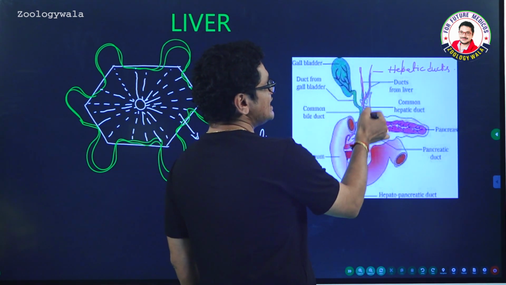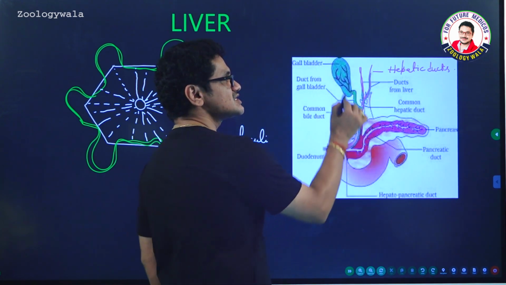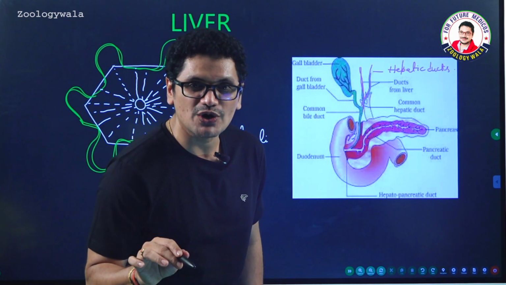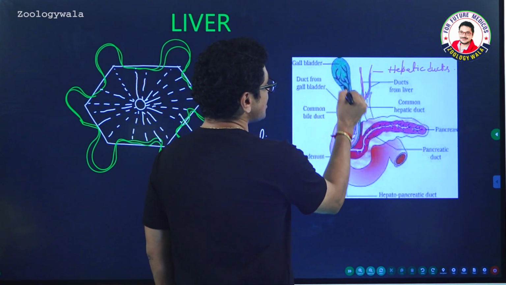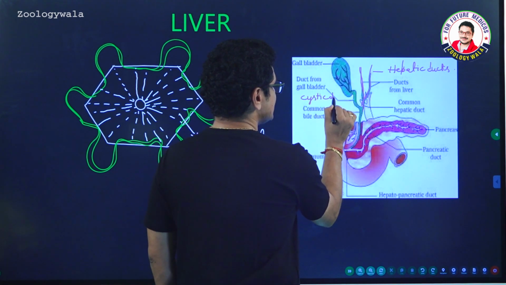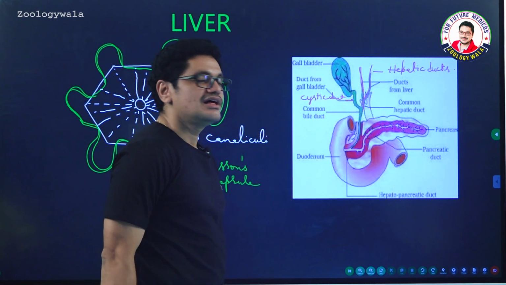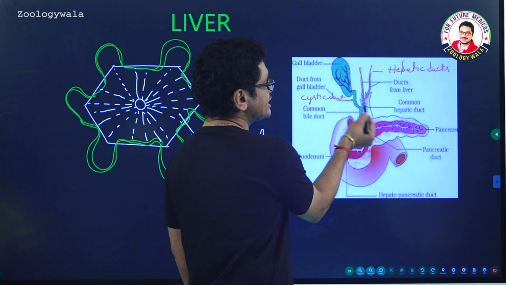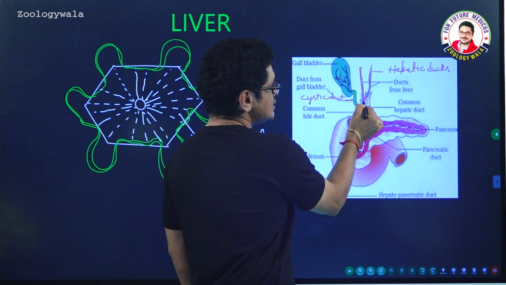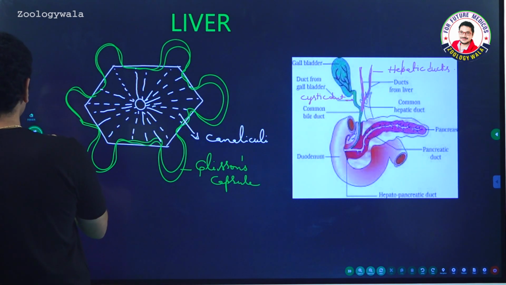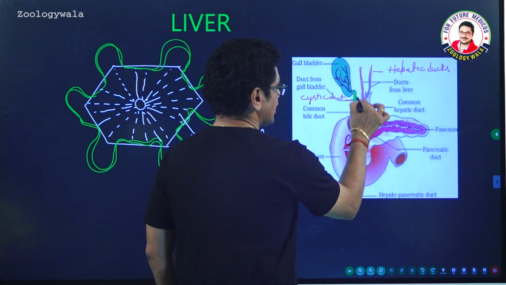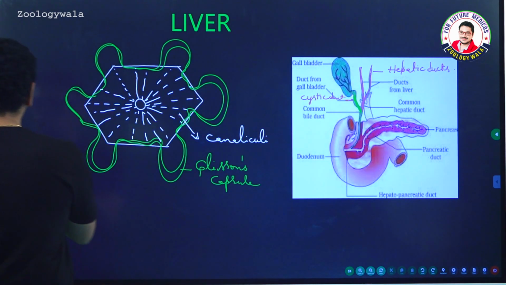And see, this is the common hepatic duct, which is formed because of the fusion of two hepatic ducts, and this is the gallbladder. The function of the gallbladder is to store the bile, and the duct which is coming from the gallbladder is called cystic duct, CYSTIC. Cystic duct is the duct which is coming from the gallbladder. Now this common hepatic duct combines with the cystic duct. See, these two are hepatic ducts, and this is common hepatic duct. It combines with the duct coming from the gallbladder, this green color one is the cystic duct, and now both will combine.